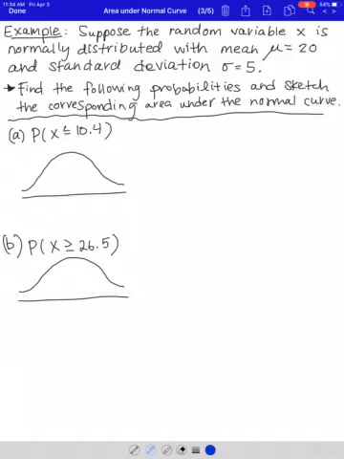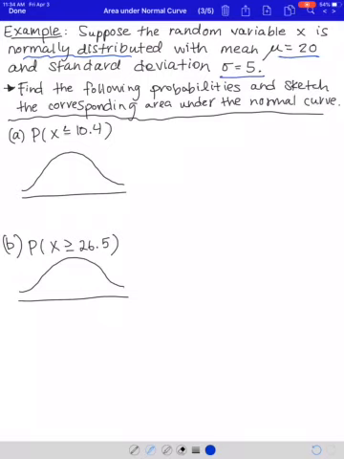So suppose we have a random variable that is normally distributed. That means it's going to have this bell shape. And the mean is 20, and the standard deviation is 5. We're going to find the following probabilities, and we're going to sketch the corresponding area under the normal curve.